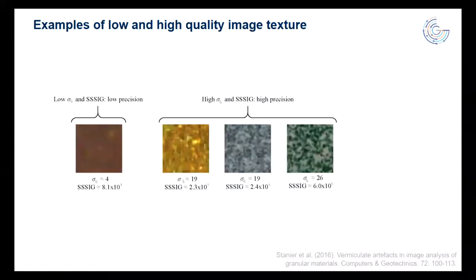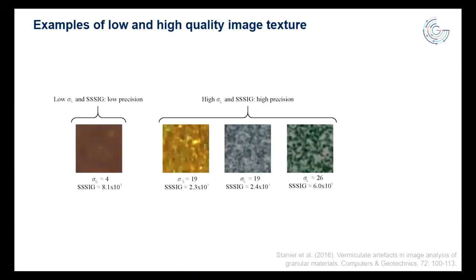Here's some examples of low and high image quality. So on the left, we've got an example of low standard deviation of subset pixel intensities and SIG. That's going to give us really low precision measurements in spite of the particle image size being okay in that instance. And on the right-hand side, we've got 3 examples of high values of the standard deviation of the subset pixel intensities and the SIG value. Okay, so you want to aim for texture that looks more like what we've got on the right-hand side here.